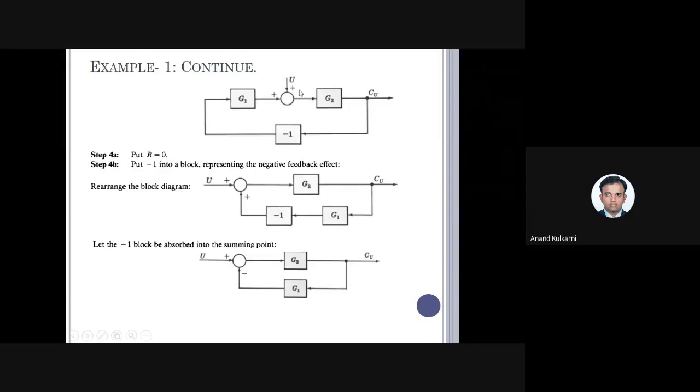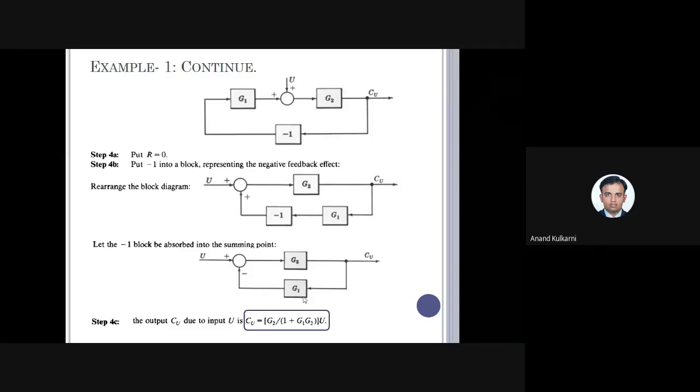After simplification, this block gives us the following, because G1 is in the forward path and this is the feedback that is coming. So we solve the feedback signal, which is G2 divided by 1 plus G1 G2. G2 divided by 1 plus G1 G2 is nothing but the solution.